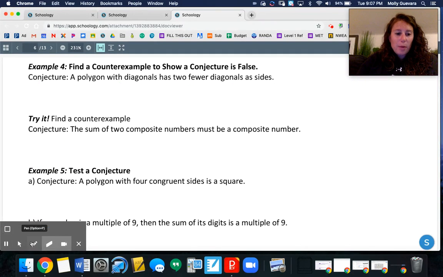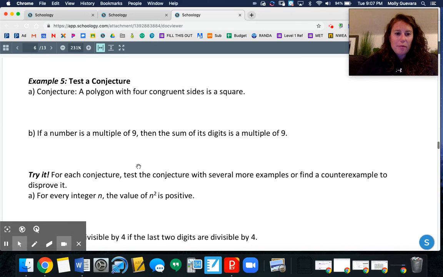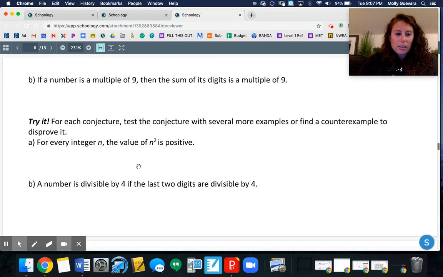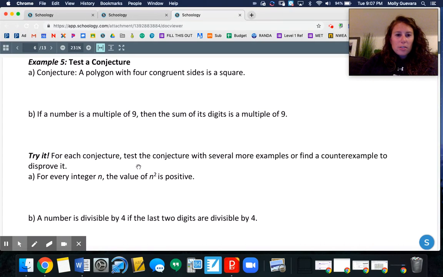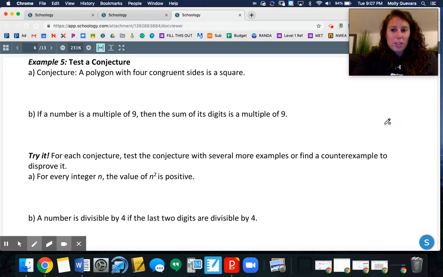So the last problem that we have to look at is example 5. Can I fit it all onto one? I think so. Example 5 is all about testing a conjecture. So again, if you're given something, how can you test it? How can you make sure that it's actually true? You can either provide a counterexample to show that it's not true, or you can test all of the different options in that conjecture to see if it is true or not.